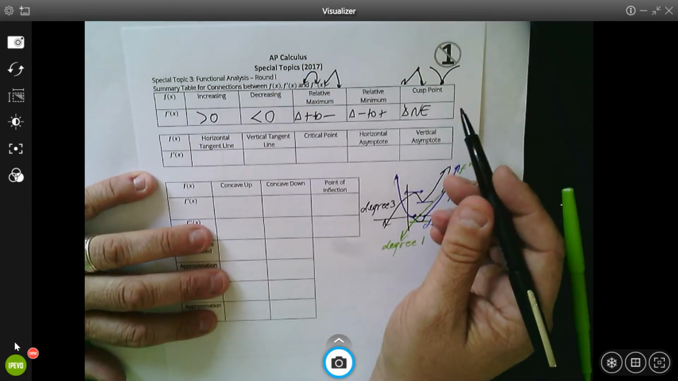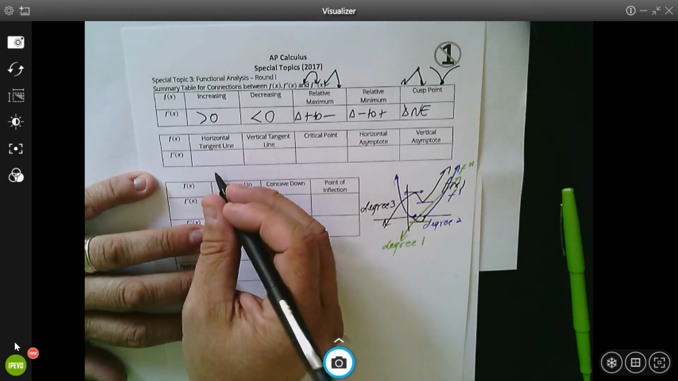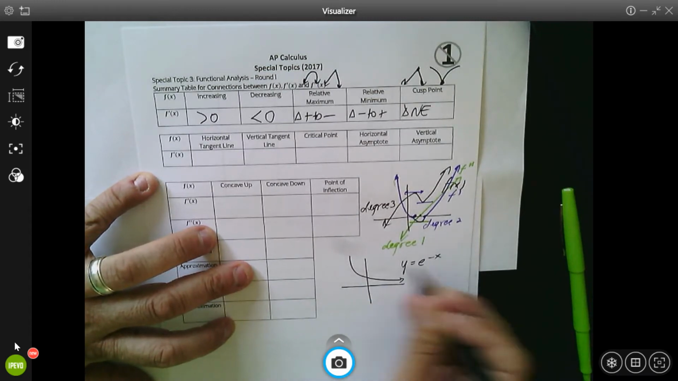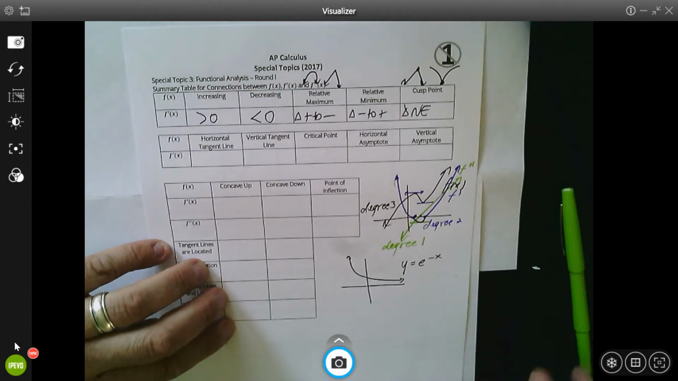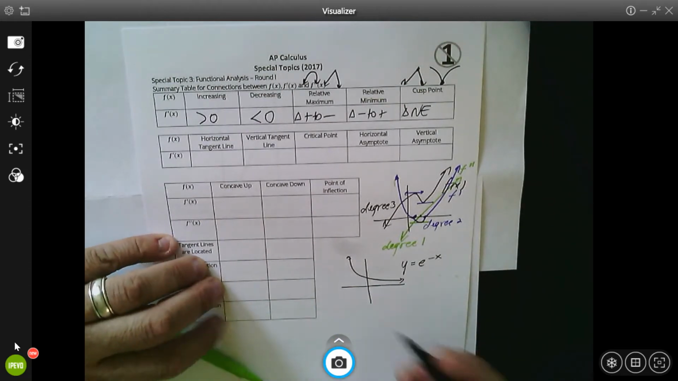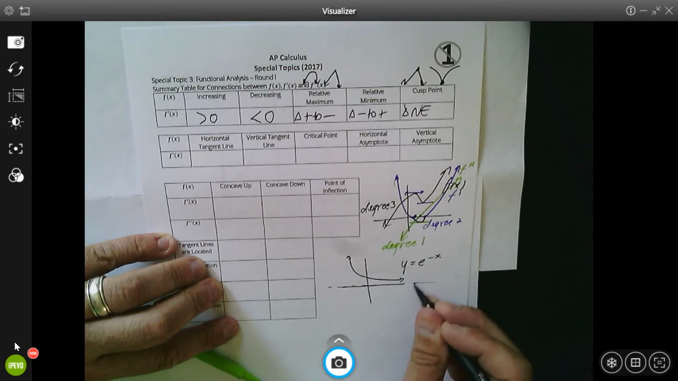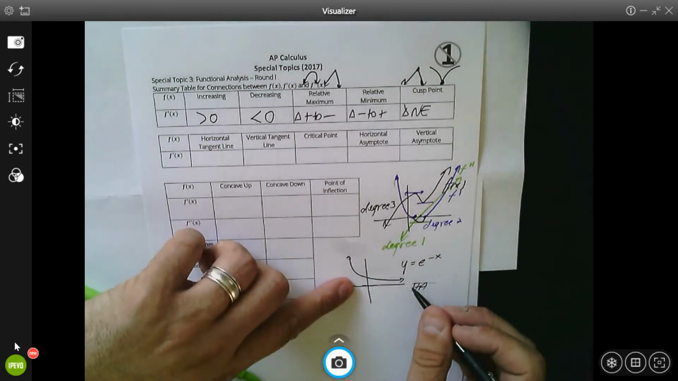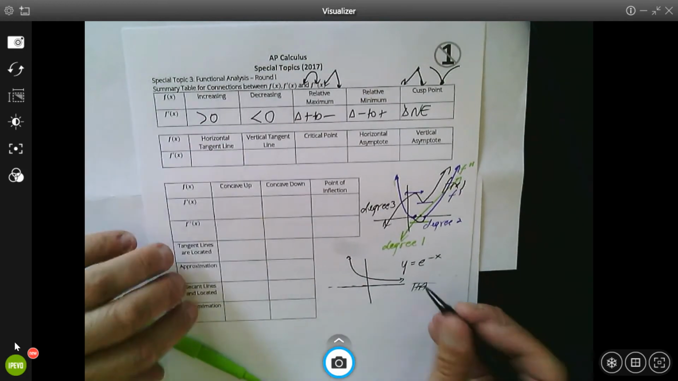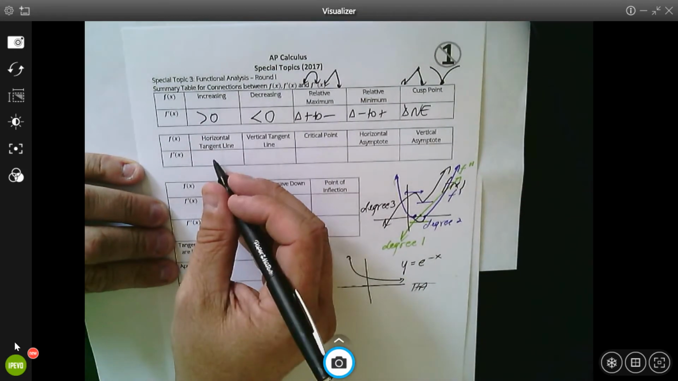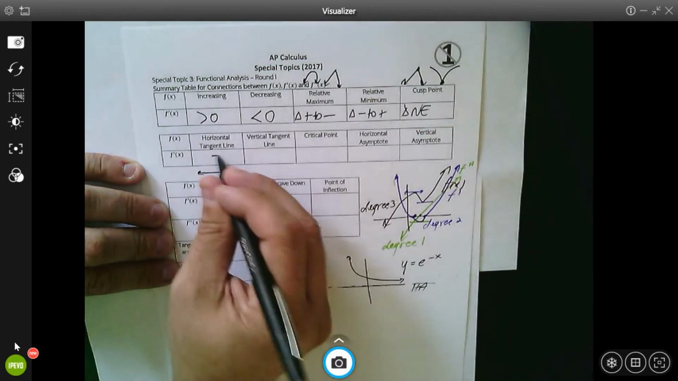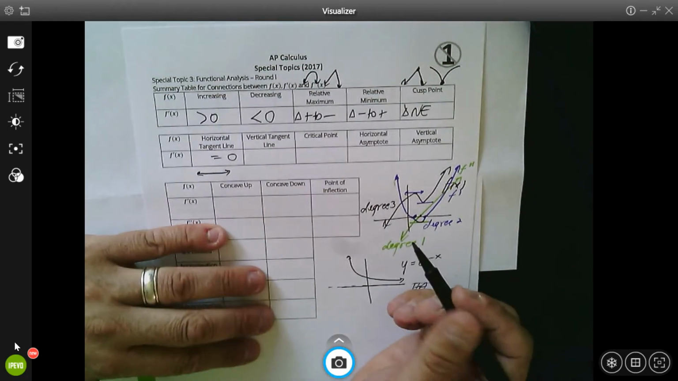Now let's keep going. If I have a graph that has a horizontal tangent line, let me sketch a graph over here that has a horizontal tangent line. Maybe I'm thinking of the graph of y equals e to the negative x. Well, what happens is that as your graph gets, here's my horizontal, oh, my bad. We'll come back to that for horizontal asymptote. Sorry. If your graph has a horizontal tangent line, just meaning that your tangent line is horizontal, then the derivative must be equal to 0.